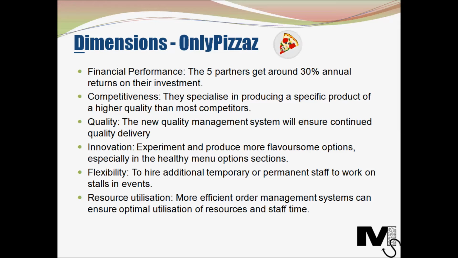Competitiveness. Annual reports indicate that the company's competitive advantage in the fast food market lies in the fact that they're specialists. They specialize in producing a specific product of a higher quality than most competitors. They obviously have to ensure that this quality remains consistently high. The offering is also healthier than most other fast food outlets. Then quality. What you'd mention under quality is that the new quality management system with regular quality reviews and audits will ensure continued quality delivery. Innovation.